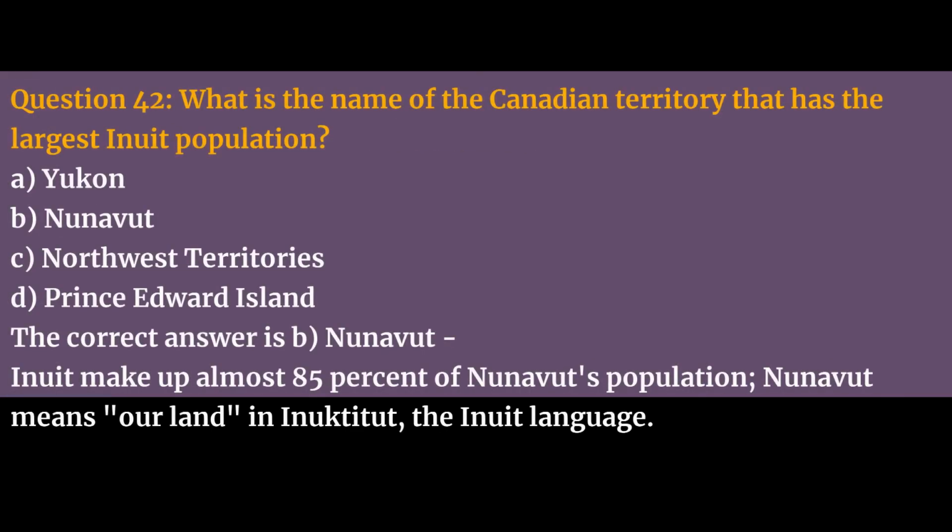Question 42. What is the name of the Canadian territory that has the largest Inuit population? A. Yukon. B. Nunavut. C. Northwest Territories. D. Prince Edward Island. The correct answer is B. Nunavut. Inuit make up almost 85% of Nunavut's population. Nunavut means our land in Inuktitut, the Inuit language.